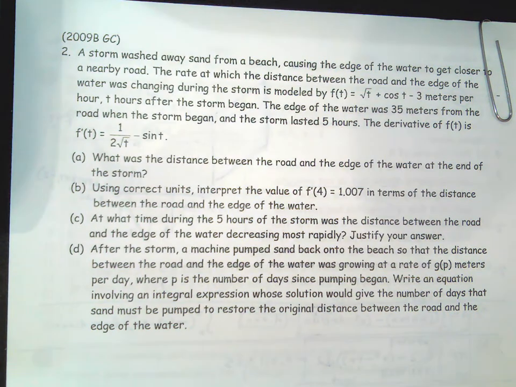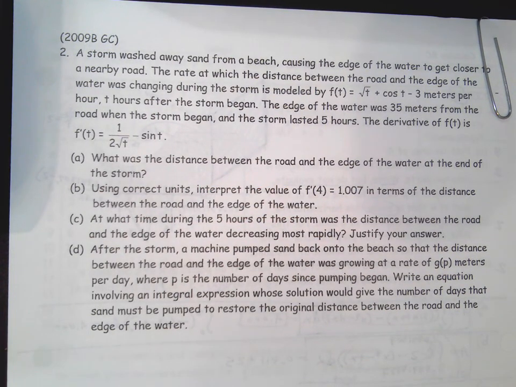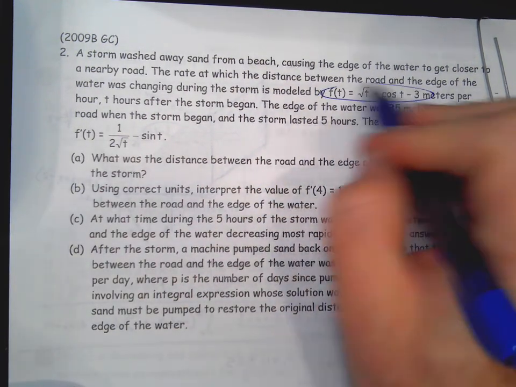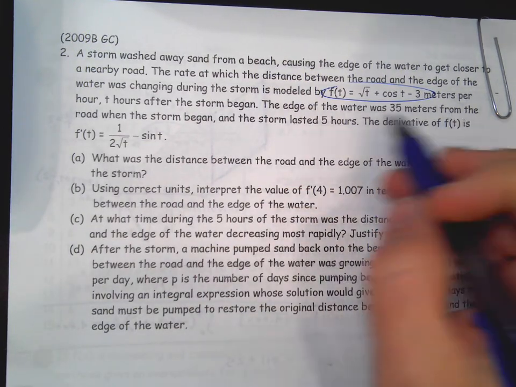Okay, let's try another one. The storm washed away sand from a beach, causing the edge of the water to get closer and closer to a nearby road. The rate at which the distance between the road and the edge of the water was changing during the storm is modeled by f(t). So that's the rate of change of the distance between the road and the edge of the water, t hours after the storm began. The edge of the water is 35 meters from the road when the storm began.